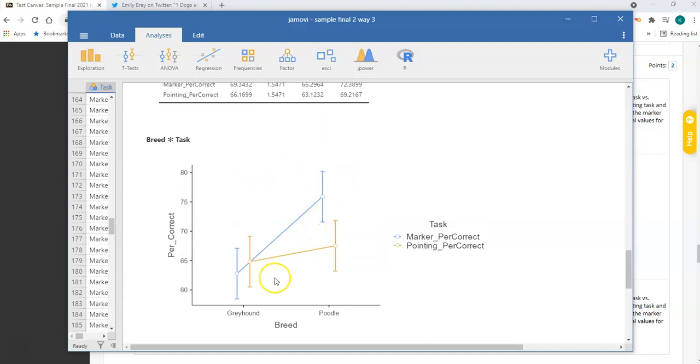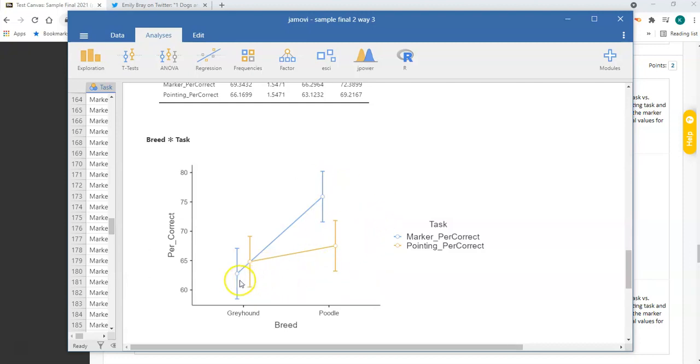It looks like, here's the interaction. Looks like greyhounds did about equally well on the marker task and the pointing task. However, poodles seem to do a lot better on the marker task than the pointing task. So that's probably the interaction again. We're going to have to go up and look at the p-values to see for greyhounds, is this difference compelling? Probably not. Look at the overlap. So this is probably going to be a large p-value, and here hardly any overlap, so this is probably going to be a small p-value.